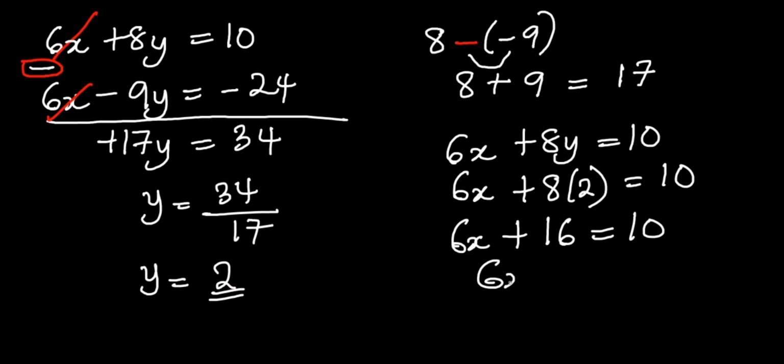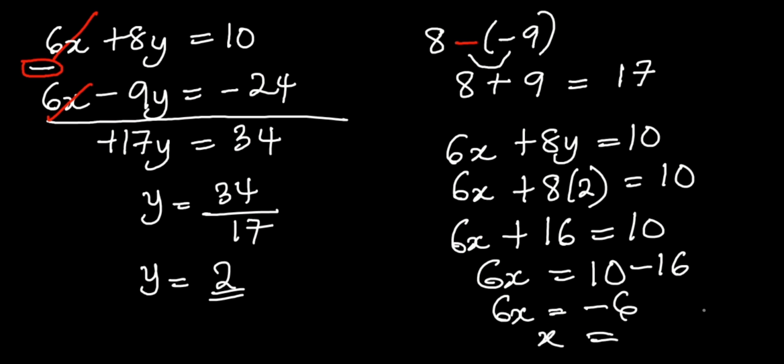Collecting like terms, 6x is equal to 10. The positive 16 crossing becomes negative, and then 6x is equal to negative 6. x will now be equal to negative 6 divided by 6. So finally, if you do negative 6 divided by 6, you're going to get x equal to negative 1. So that's the answer to that problem. I think it's very clear and easy. Thank you for joining.